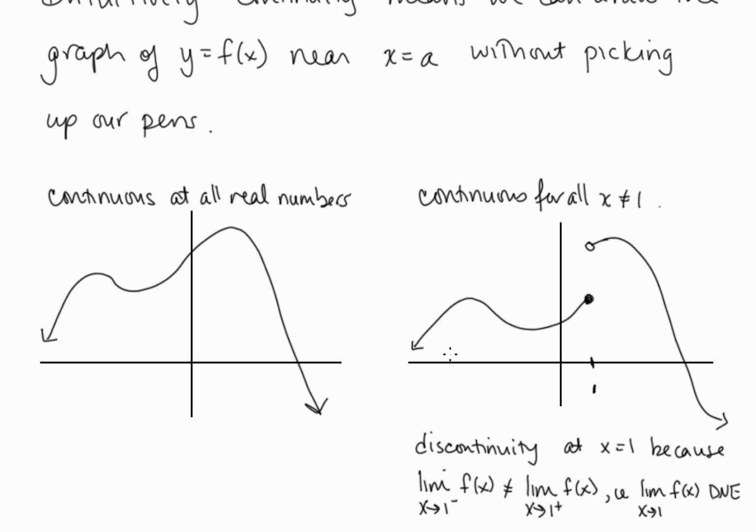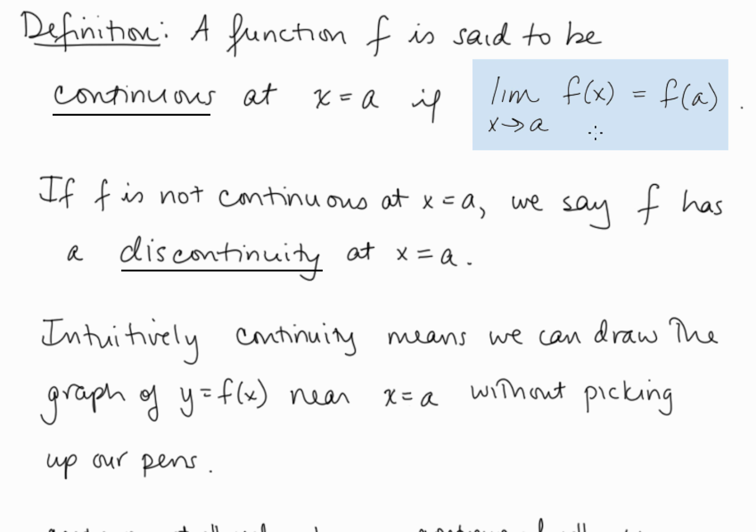This graph has a jump at x equals 1. It's continuous for all the values before x equals 1 and all the values after x equals 1. But at x equals 1, the limit as x goes to 1 of f of x does not exist. The limit from the left is not equal to the limit from the right. So that limit doesn't exist, and so certainly it can't satisfy the condition to say that this is equal to f of a.